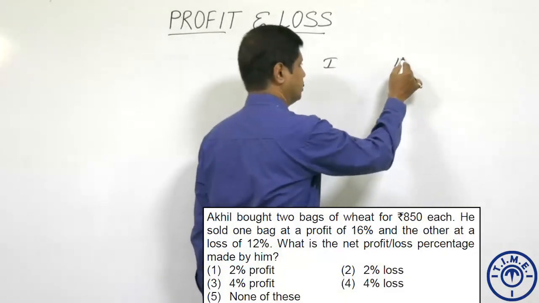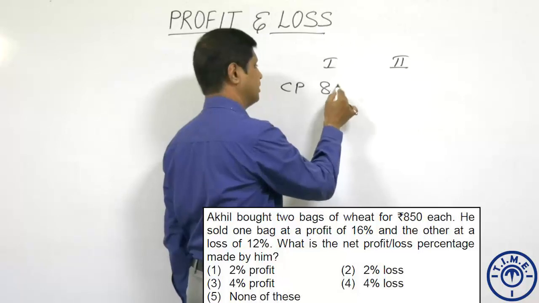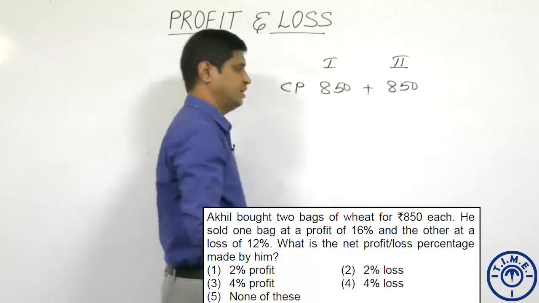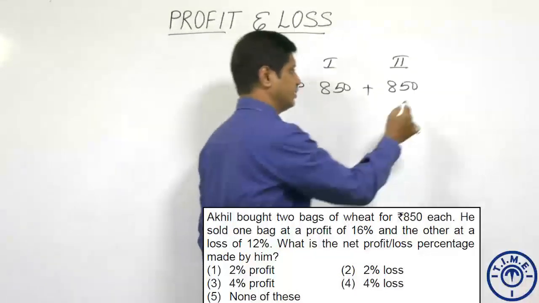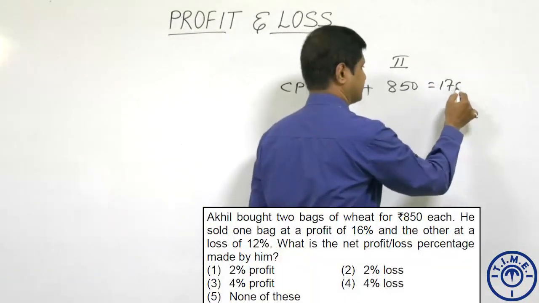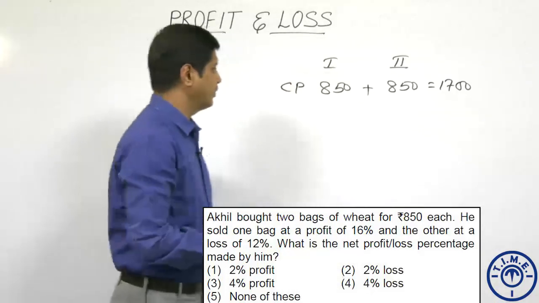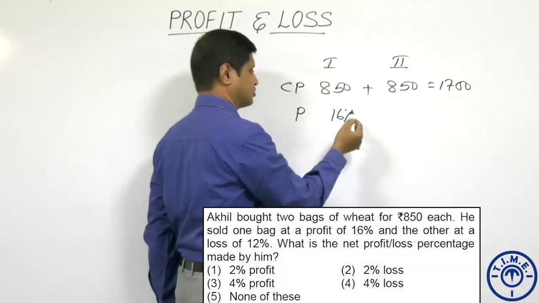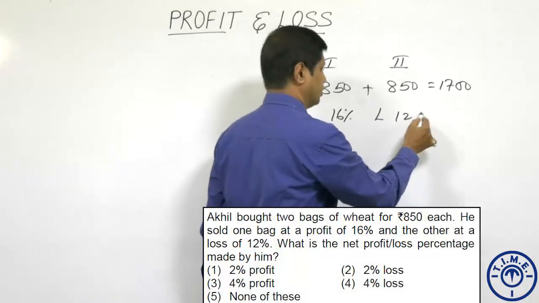Now what is the first discussion? Cost price of the article is same, means now here 850, total he invested 1700 to purchase 2 bags. Now what is the profit percentage? Percentage of profit is 16 on the first bag. Loss is 12%.